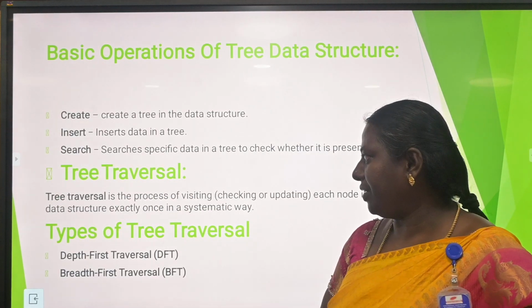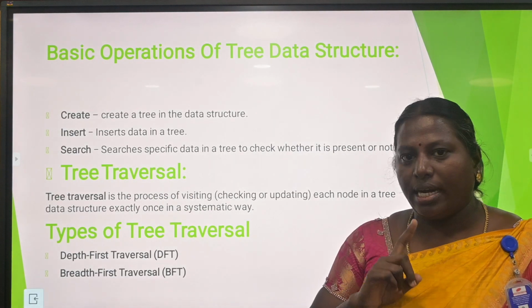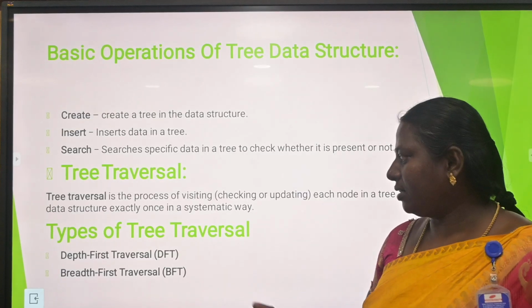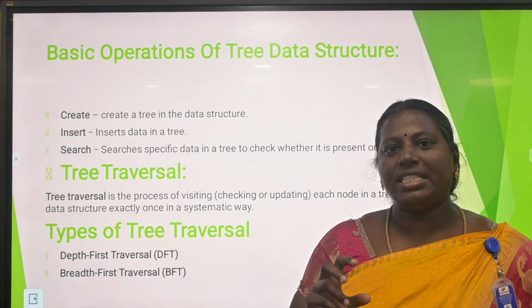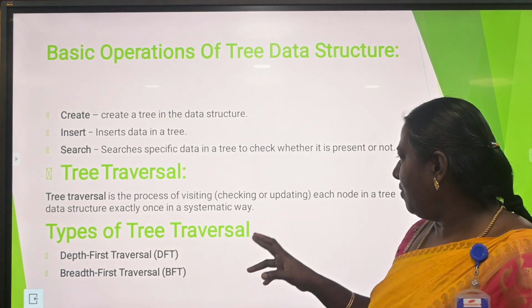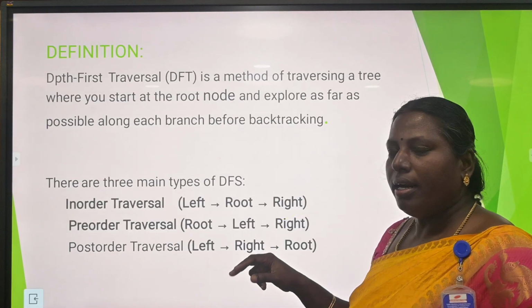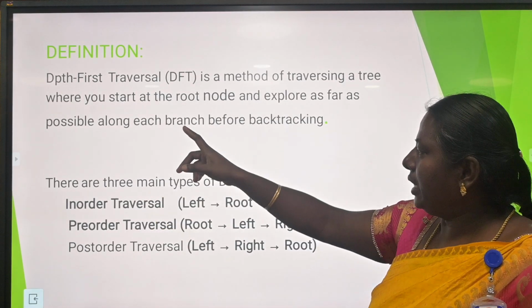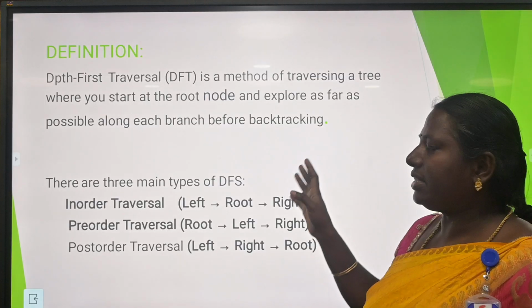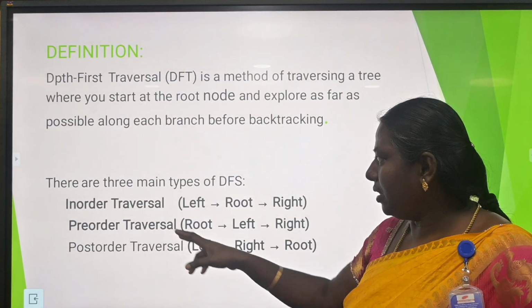There are two types of tree traversal. The first one is depth first search, the second one is breadth first search. Tree traversal means the process of visiting all the nodes in a tree data structure. First one is depth first search, a method of traversing a tree. There are three main types.